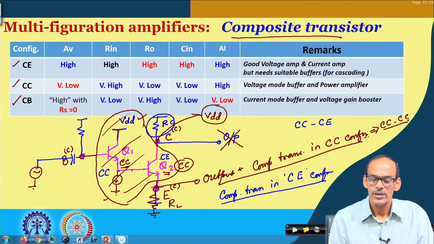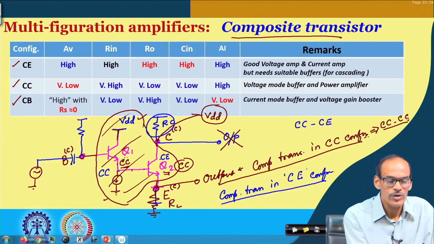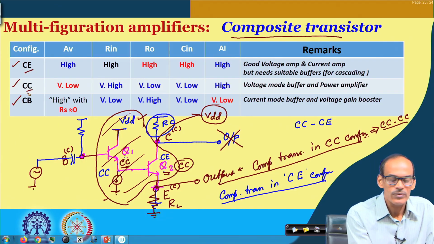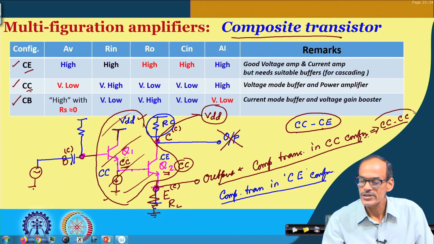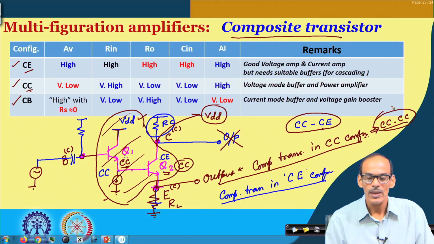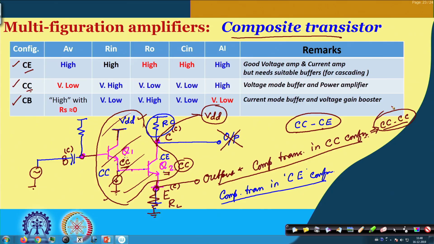Likewise, this composite transistor can be connected in different configurations, and whatever analysis we have done for CE and CC configurations can be utilized to get the overall performance of the CC-CE or CC-CC configuration. Okay, we will continue this, but let me take a break and then we will get back to it. Thank you.